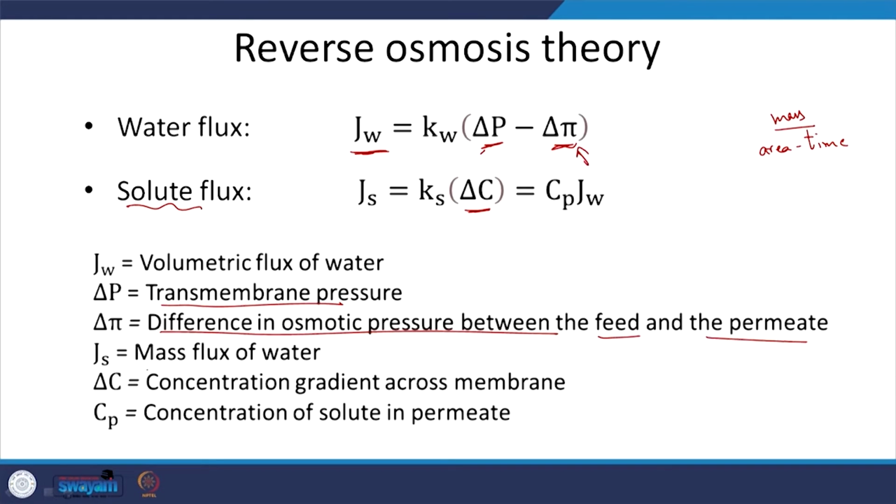Concentration gradient across the, not water, I guess it should be solute, concentration gradient across the membrane, right. Cp is the concentration of solute in the permeate, right. So, these are general aspects here.